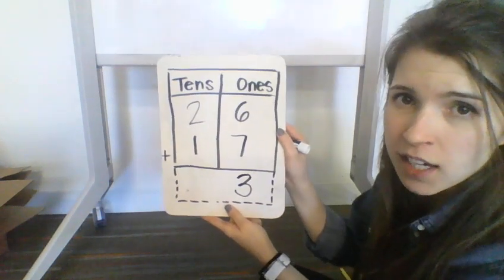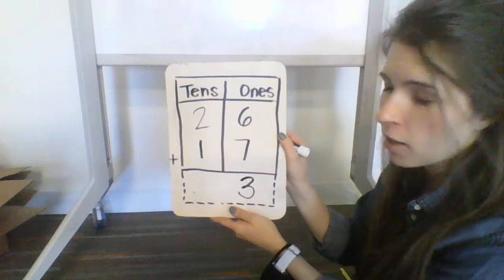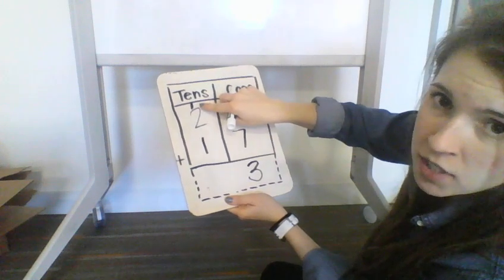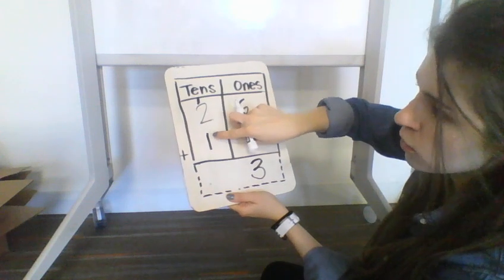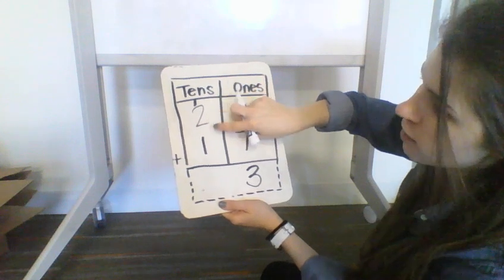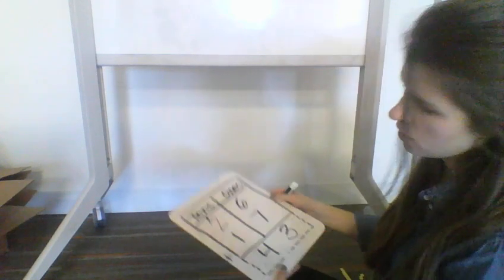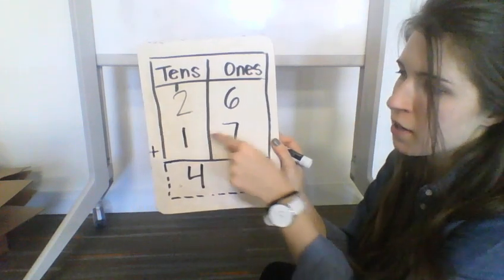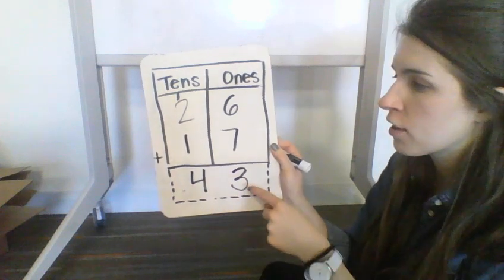And now we have to carry that group of 10. We can't just forget about it. We have to carry that group of 10 up here. So one group of 10 plus 2 groups of 10 plus another group of 10. So 1 plus 2 is 3, and 3 plus 1 is 4. So the total answer for this one would be 43. 26 plus 17 equals 43.